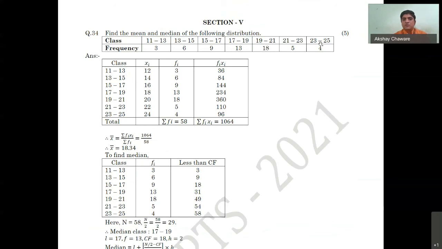Now a table is given, a tabular representation. To find the mean, you can use any method. You can use the assumed mean method or you can use the direct method too. Here the direct method is used. So class interval, then class marks, frequencies and fi xi are calculated, and the summation of fi xi is 1064. So 1064 upon 58. So your answer is 18.34. That is your mean.